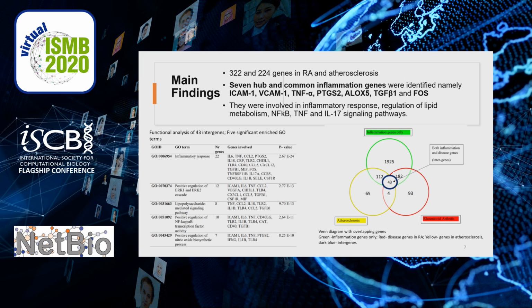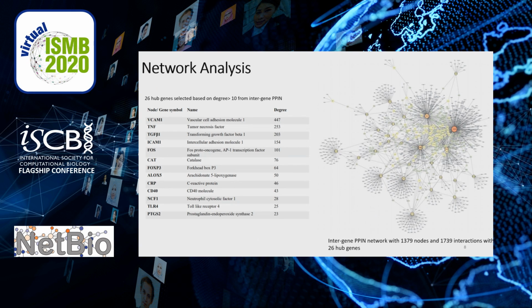Main findings point to 7 hub genes, also common inflammation genes such as the vascular cell adhesion molecule, cytokines, tumor necrosis factor, and transforming growth factor beta-1, and lipid metabolism genes, including prostaglandin-endoperoxide synthase. The gene ontology revealed the function inflammatory response. So this is already known about these genes, but in addition, we found the regulation of lipid metabolism and signaling pathways. From network analysis, we identified 26 hub genes out of the 43 common genes having a degree greater than 10.